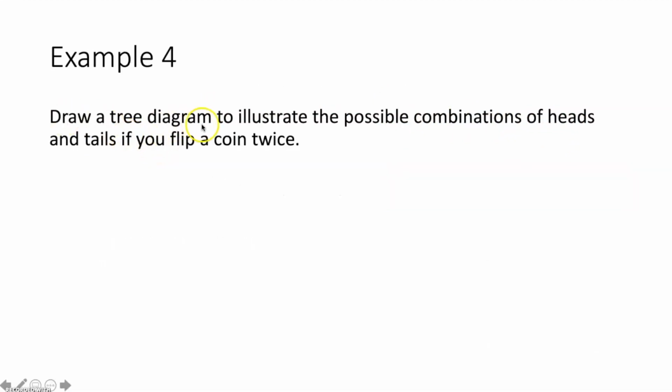Now example 4 says draw a tree diagram to illustrate the possible combinations of heads and tails if you flip a coin twice. So tree diagrams are actually pretty easy. For the first flip, we have 2 choices. We can either get heads or we can get tails. So that's what that's going to look like.